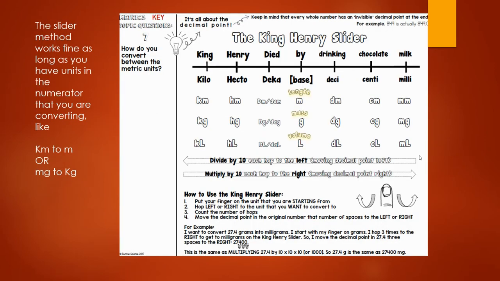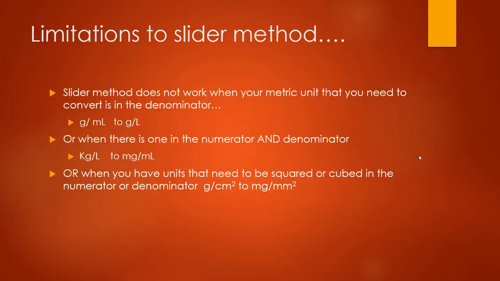So some of you had learned this King Henry slider method, where you look at sliding the decimal point over, and I know a number of you did this in biology or maybe in middle school. And this is a great procedure to use when you only have to take into account changing something where you only have units in the numerator, like kilometers to meters or milligrams to kilograms. If you have anything else, this method doesn't work. So there are a lot of limitations to this.